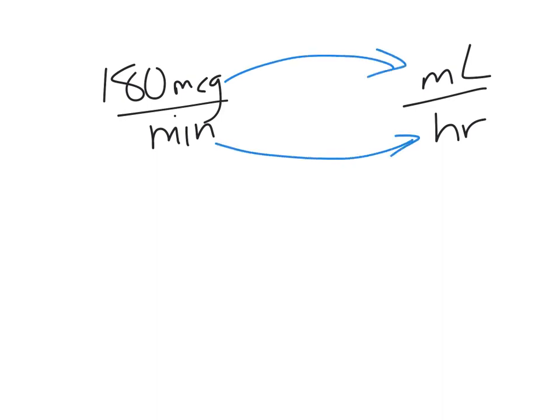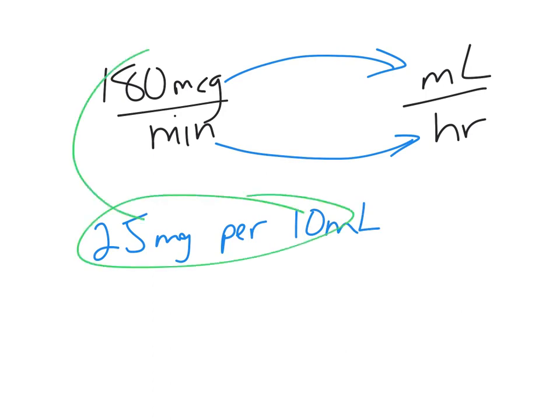Based on the medication, which was, again, 25 milligrams per 10 milliliters. You could either do this first and put it into the dosage calculation, or you can convert your minutes to hours first and multiply by 60. I'm going to go ahead and do that first just because I'm thinking about it. If 180 micrograms are being given per minute, that's 60 times that amount in an hour. So 180 times 60 is 10,800. That's 10,800 micrograms every hour.